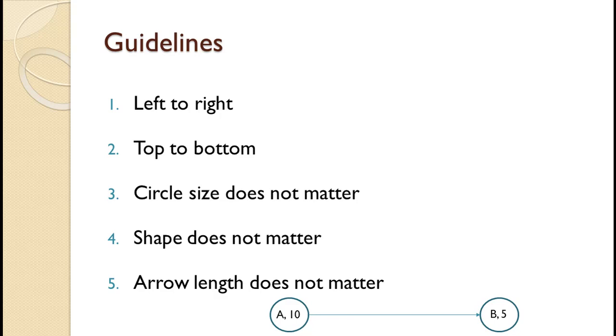When precedence diagrams must flow vertically, it is preferred that they flow from top to bottom. However, that is not always possible. In general, the size of the circle does not matter. In fact, it doesn't even have to be a circle. It is not uncommon to use a square instead of a circle. Additionally, the length of the arrow does not matter.